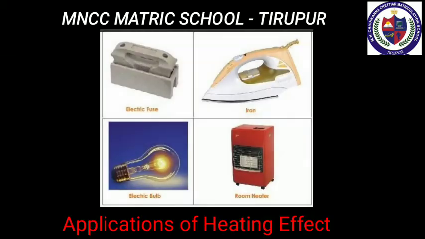Next we move to applications of heating effect. First one, electric heating device. The heating effect of electric current is used in many home appliances such as electric iron, electric toaster, electric oven, electric heater, etc. In these appliances, nichrome, which is an alloy of nickel and chromium, is used as the heating element. Why? Because it has high resistivity, it has a high melting point, and it is not easily oxidized.